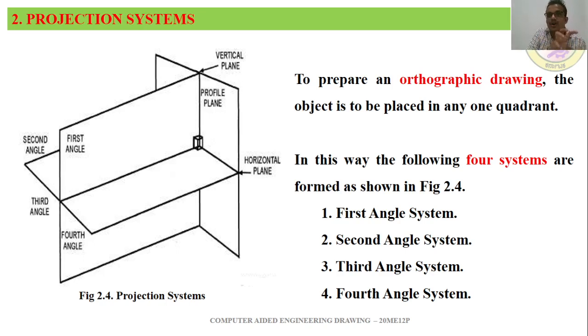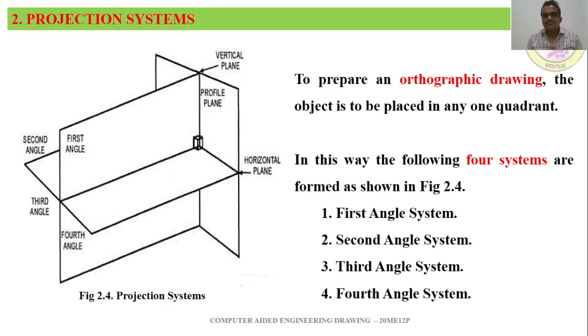Now if you want to get the orthographic views, it is mandatory to put the object of our interest, for which we are drawing the engineering drawing with the orthographic views, in any one of the quadrant systems. Either you place it in the first quadrant, the second quadrant, the third quadrant or the fourth quadrant, in order to get what? The point of interest is the three views, or at least the two views. What views? Front view and top view. At least I need two views to get the maximum information regarding the size and shape of the object.